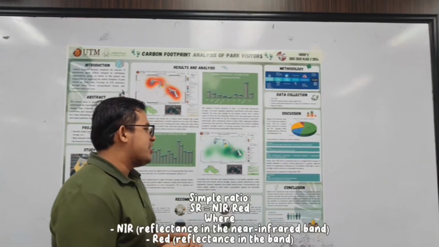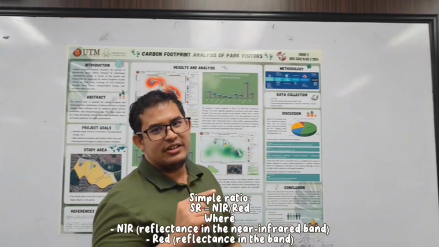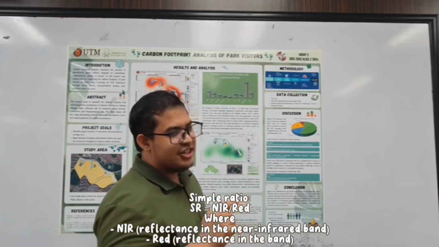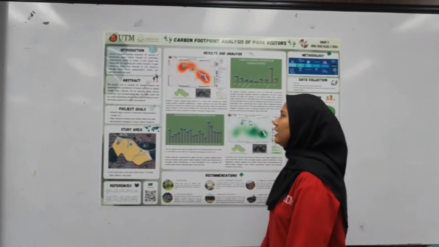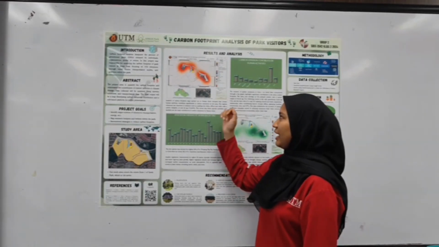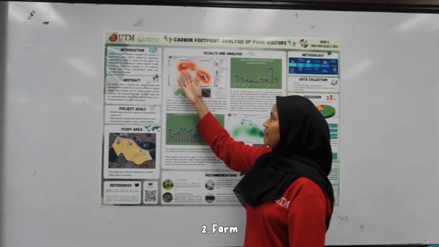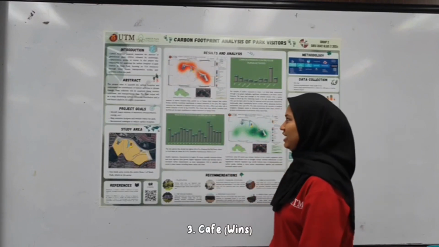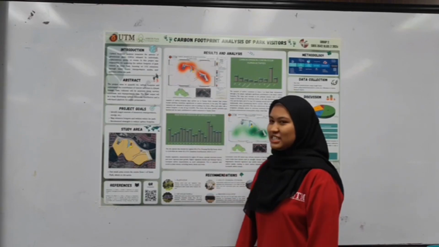Okay, for the simple ratio, we are using the formula NIR divided by red, where NIR is near infrared. For SIREH Park, what we can see is that there are three highest carbon emissions, at the parking lot, at the farm, and the cafe. This carbon footprint is over 20 kg CO2.